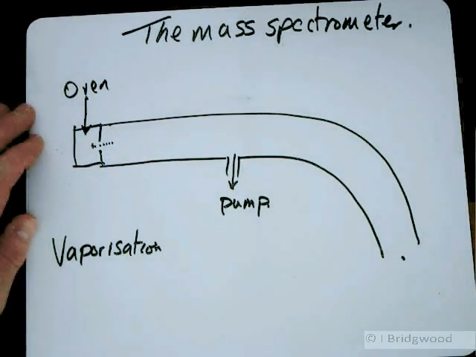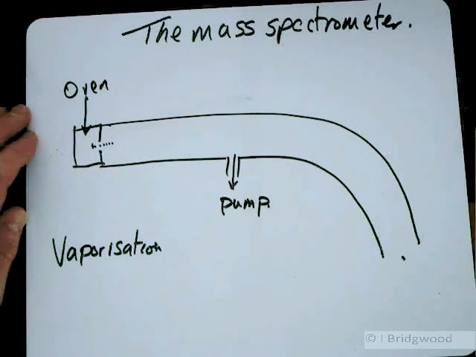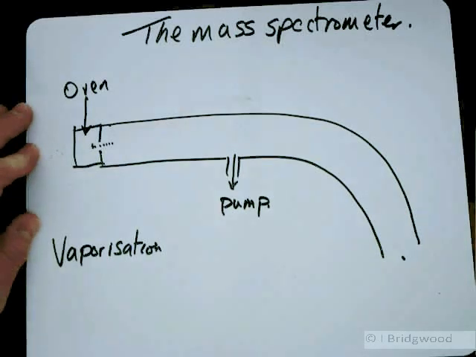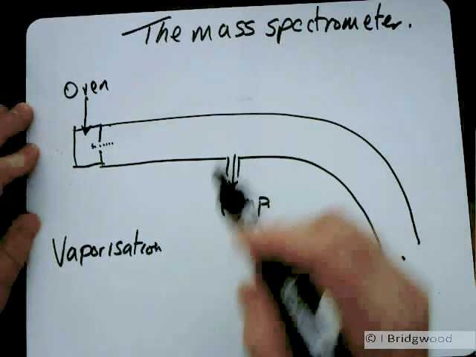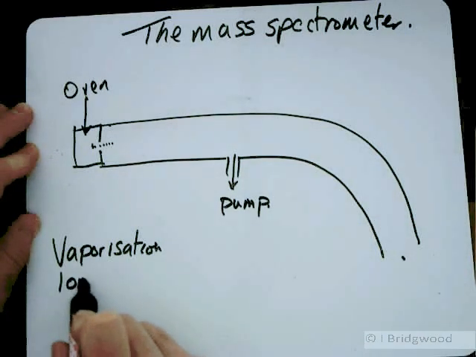Now we've got to somehow have a way to manipulate our particles, and one of the ways to do this is to impart some sort of charge on them. The way that we do this is through an electron gun, ionization.